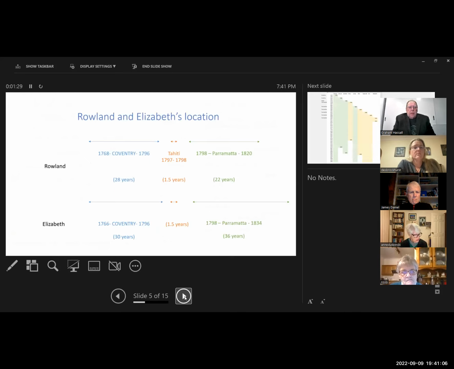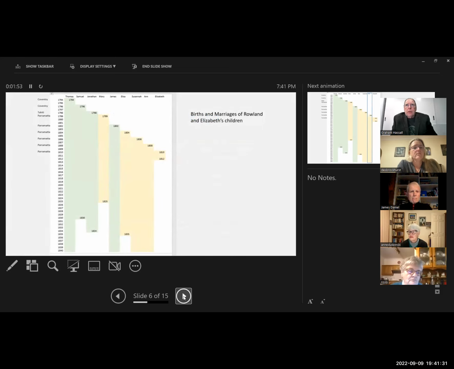We know that Roland and Elizabeth originated in England, spent a brief period in the Pacific in their missionary experience with the LMS, but then the longer period of their lives, and indeed the years in which they had their families, was spent mostly in New South Wales, in Parramatta and nearby locations. We look at a chart of the 9 children, and we see that they were born commencing with Thomas in 1794, Samuel 1796, all through the years. But tonight we're focusing on Anne, who's born in 1808, in the substance of Anne Brockhurst's presentation.